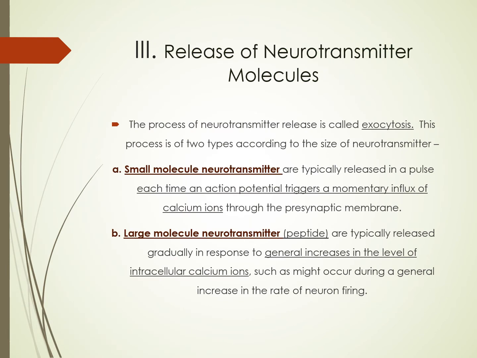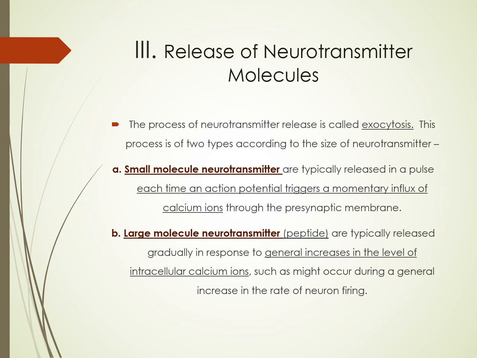Third phase, the release of neurotransmitter molecules. The process of neurotransmitter release is known as exocytosis. This process is of two types according to the size of the neurotransmitter. Small molecule neurotransmitters are typically released in a pulse each time an action potential triggers a momentary influx of calcium ions through the presynaptic membrane. We are going to cover the influx of calcium ions in our next slide.